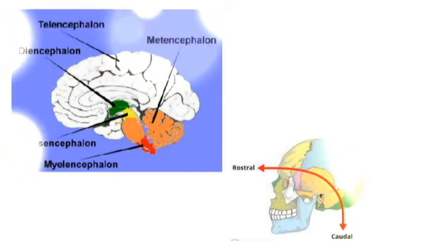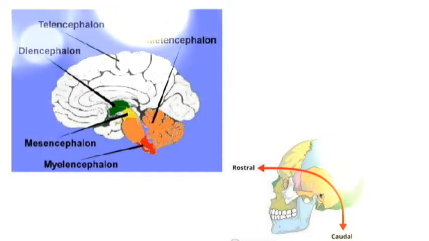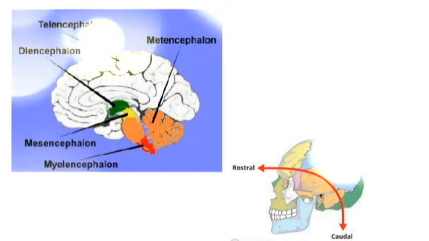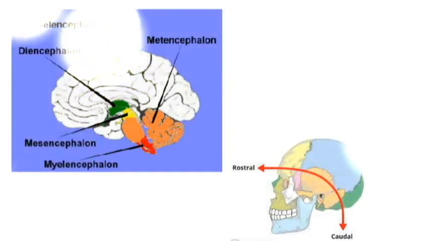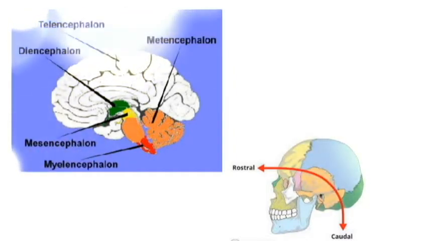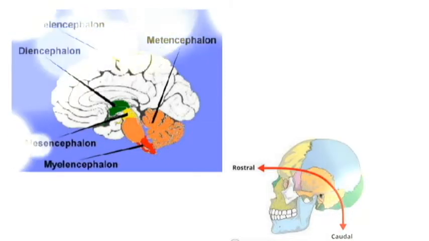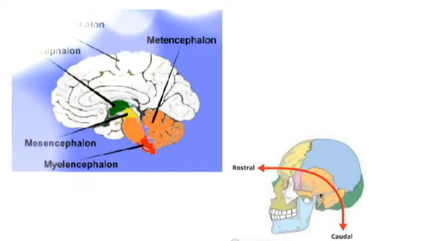And the Diencephalon is composed of two subunits, the thalamus and the hypothalamus. The next division of the brain we come to is the Mesencephalon, and this means midbrain. And it's approximately in the middle of the brain and lies just down a little bit.